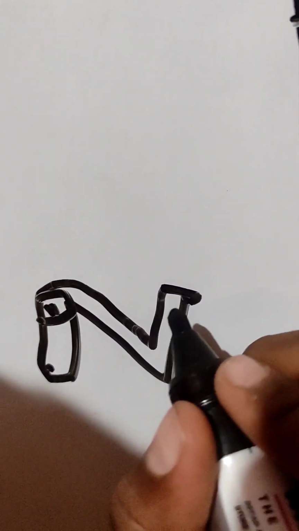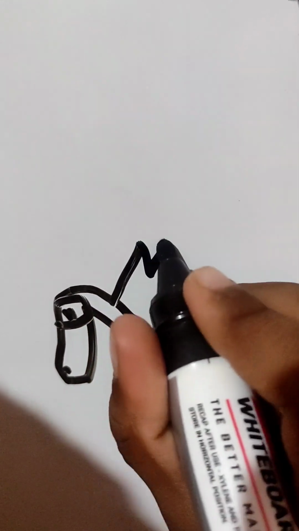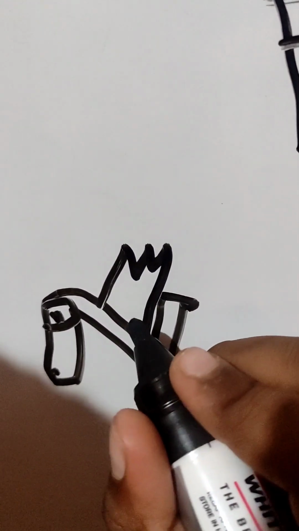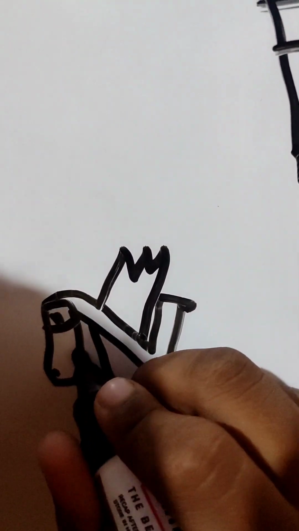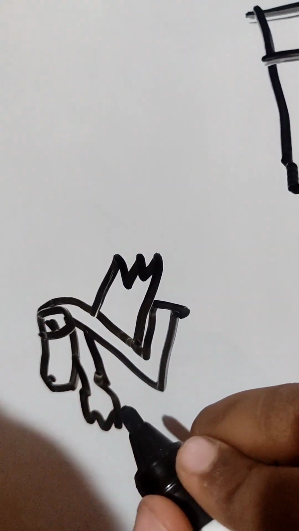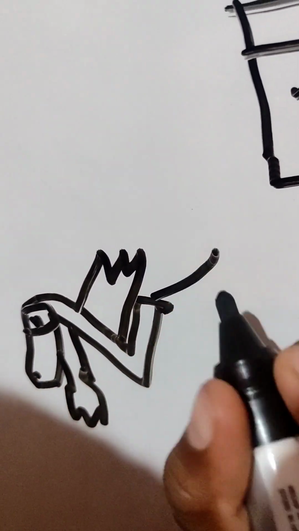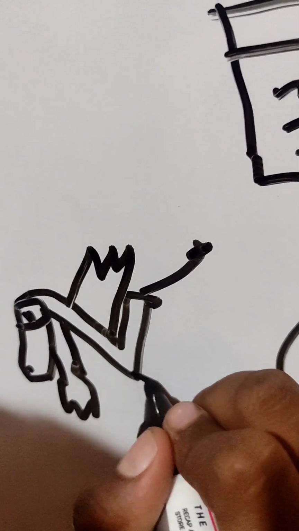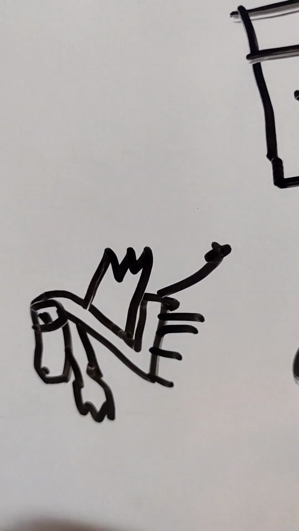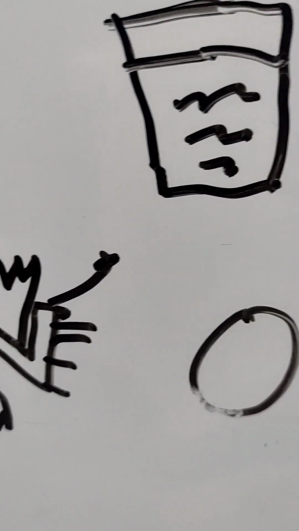I will draw like this. A dragon. Okay. From here, then the mouth, then the tail, then some legs. Then a dragon.